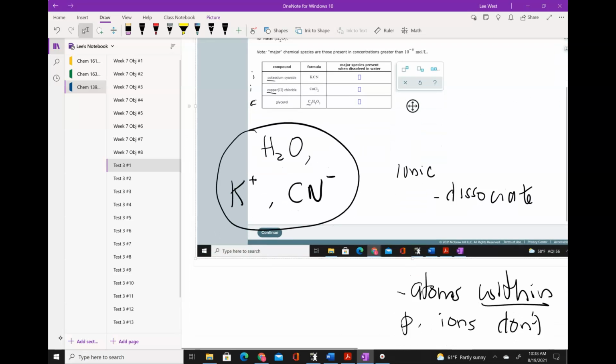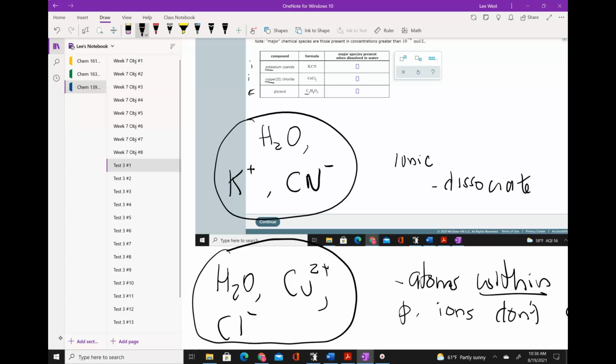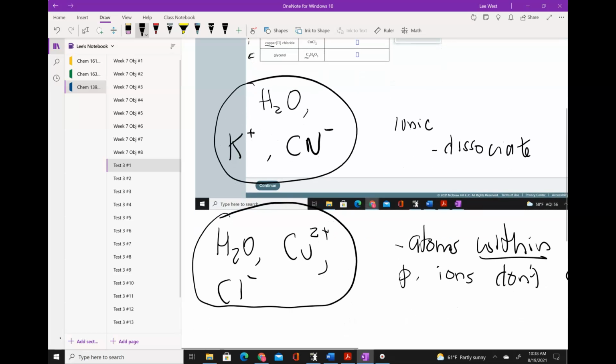Now what about the next one? Well, again, water is going to be present as the greatest component, and then it tells us that these are copper 2+ ions, and then the chloride anion. We know that chlorine is in group 7A, so it must be -1. So that's the answer for the second row.